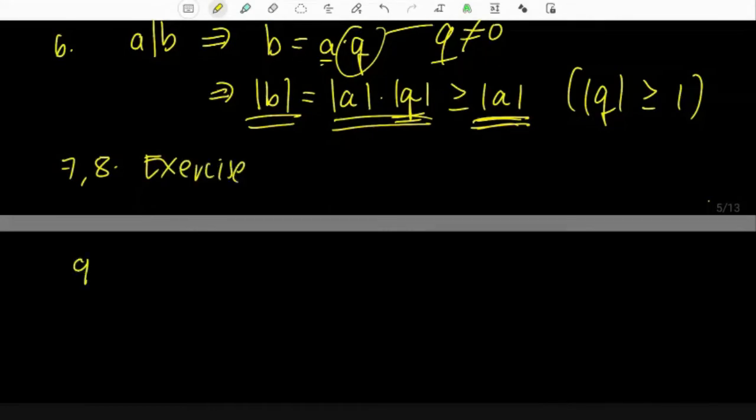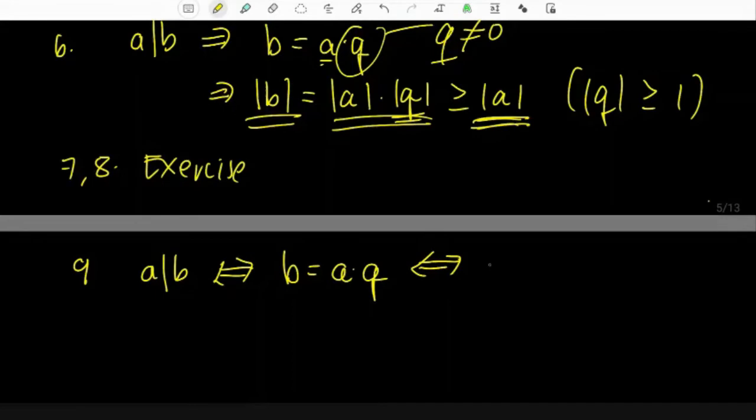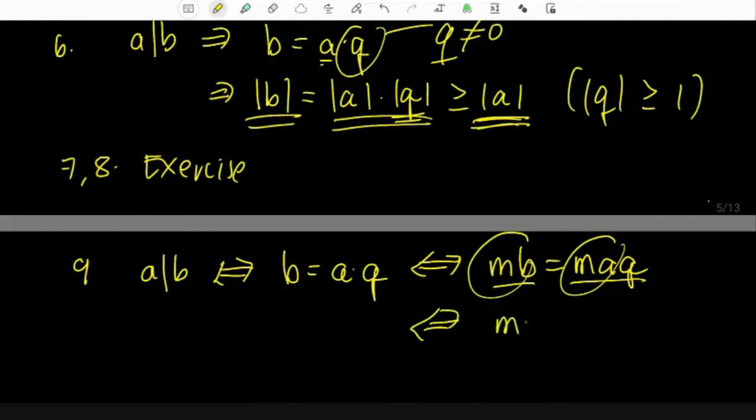Number 9. Ano ba ibig sabihin ng A divides B? Diba? If A divides B, then ibig sabihin, by definition, B is equal to A times a number. Okay. So, pag minultiply mo yan ng M, for as long as M is not 0, syempre, MB equals MAQ pa din. Tama? Well, ano ba ibig sabihin nito? Sa divisibility. So, ito MB, ito MA. So, ibig sabihin yan, MA, nasulat, na multiply mo ng integer, naging ganito. So, MA divides MB. And we're done. Application lang ng definition.